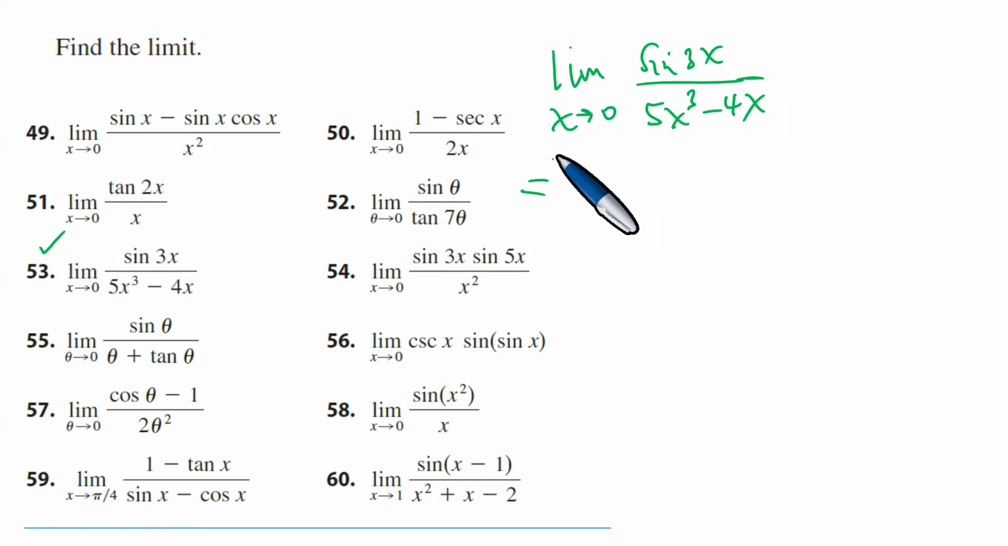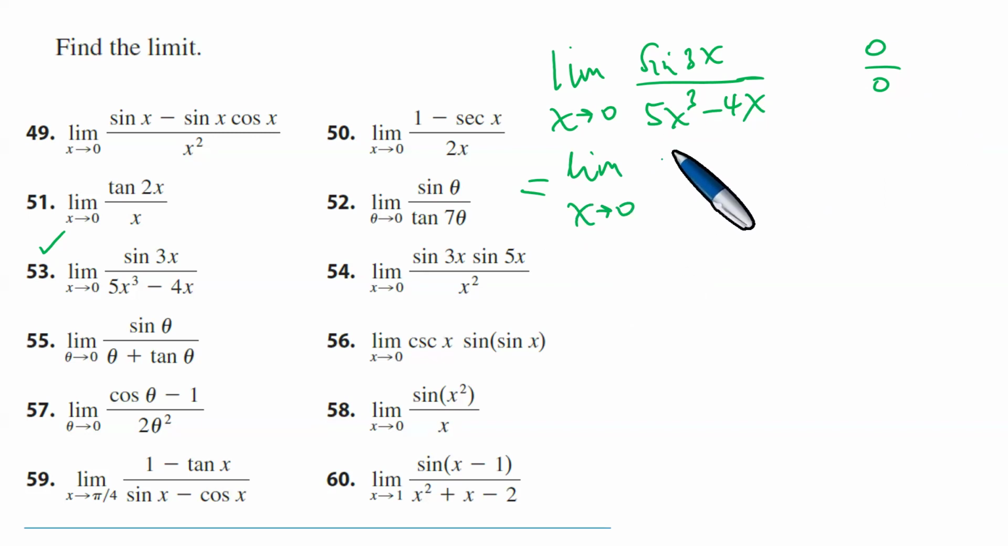Okay, so as x approaches 0, you substitute straight away and get sine 0, which is 0, and the bottom is 0 minus 0, which is 0. So it is an indeterminate form, and one of the ways we can do this one is to quickly factorize.